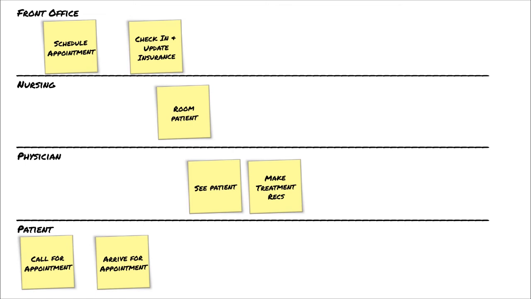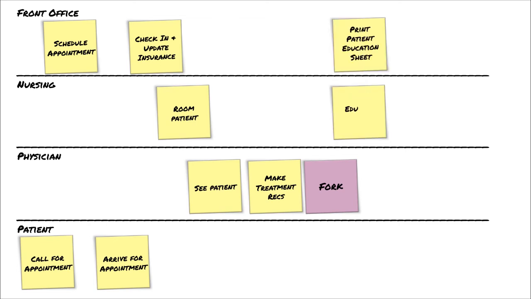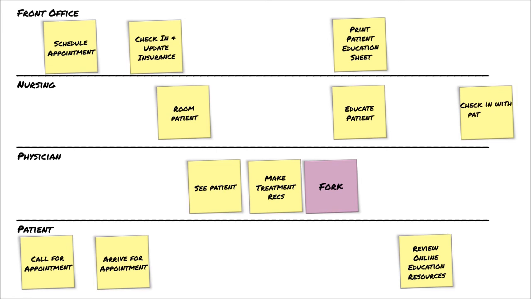The way that this is shown on the process map is using a different colored sticky note that contains the word fork. There are times that the front office prints patient information, while at other times the nurse does patient education. Regardless of who has educated the patient, they are given information about online educational materials to support their management of their condition. Finally, the nurse will check with the patient in a few weeks after the visit to address any questions and encourage the patient to follow the treatment plan.